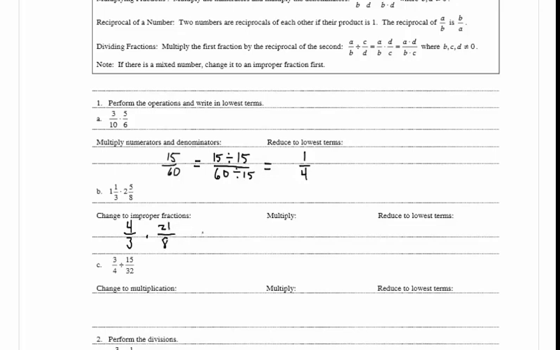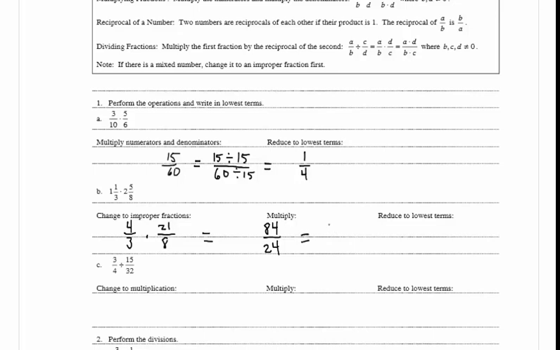And now it wants us to multiply. So we have 4 times 21 is 84, and 3 times 8 is 24. So we have 84 over 24. And now we want to reduce to its lowest terms. And 84 and 24 are both divisible by 12.